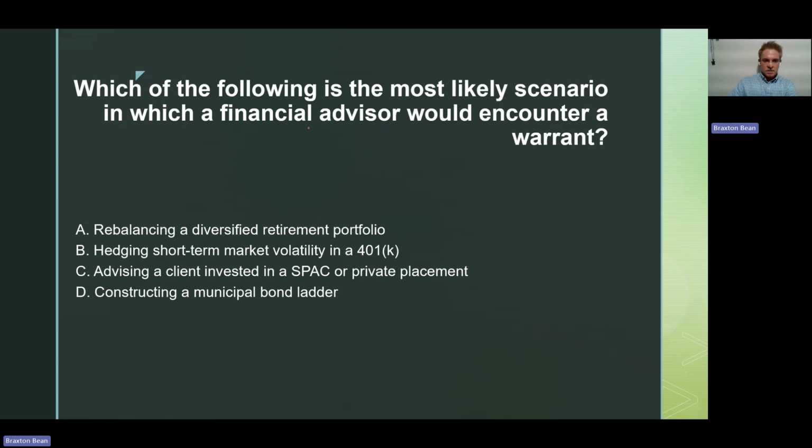Which of the following is the most likely scenario in which a financial advisor would encounter a warrant? 1. Rebalancing a diversified retirement portfolio. Probably not. 2. Hedging short-term market volatility. No, you'd buy puts and calls if you wanted to hedge short-term volatility. 3. Advising a client invested in a SPAC or private placement. Yes. You do run into that.